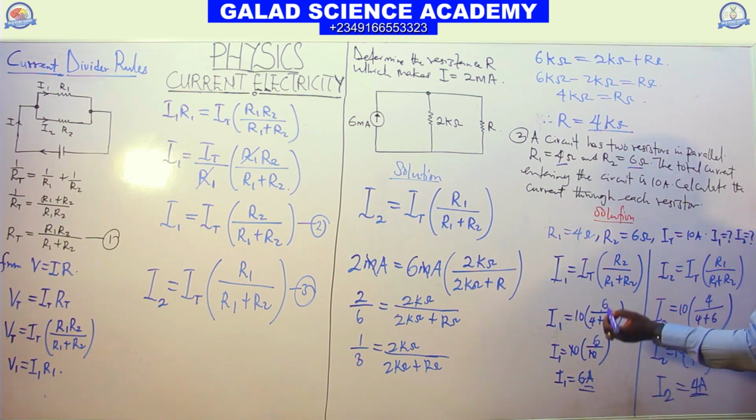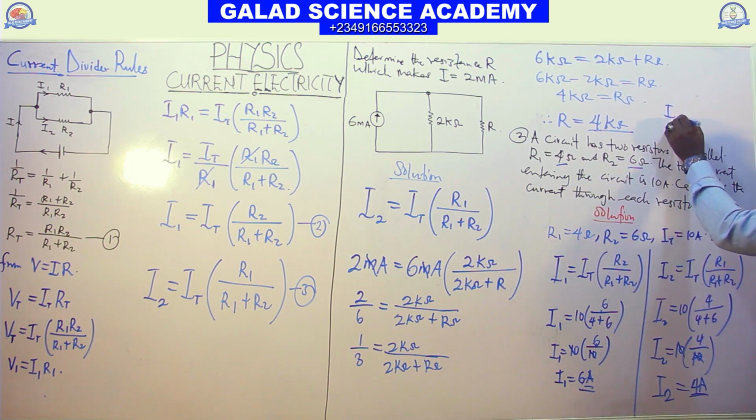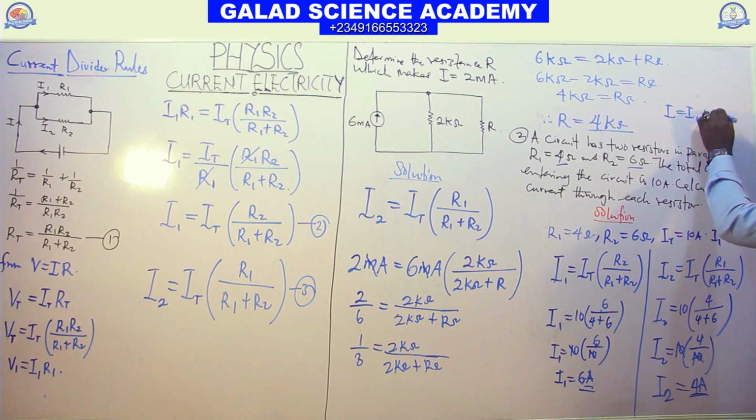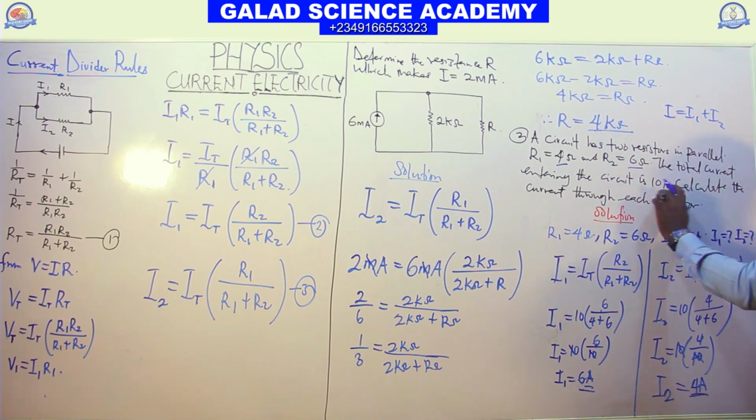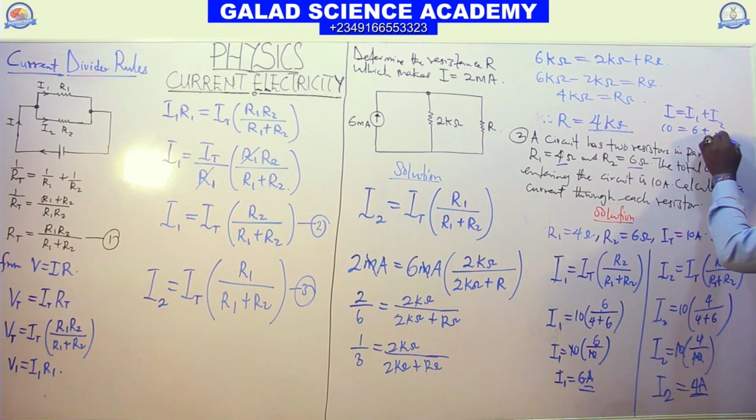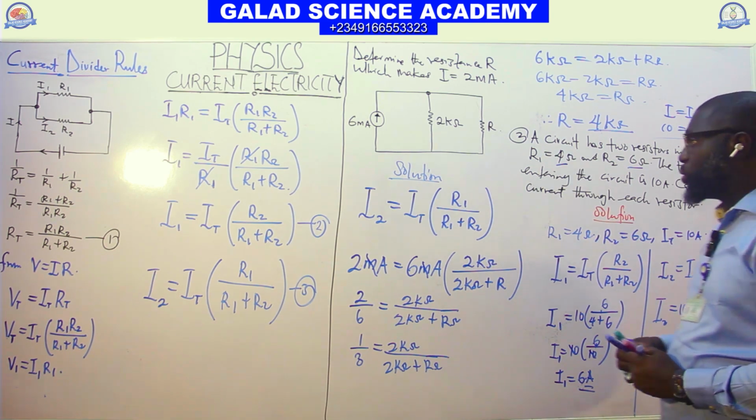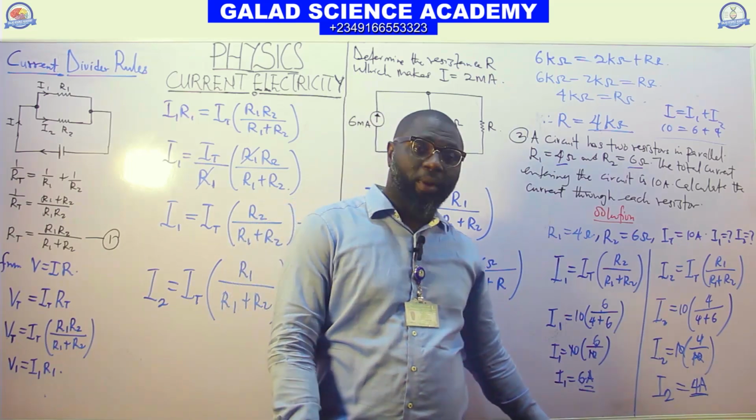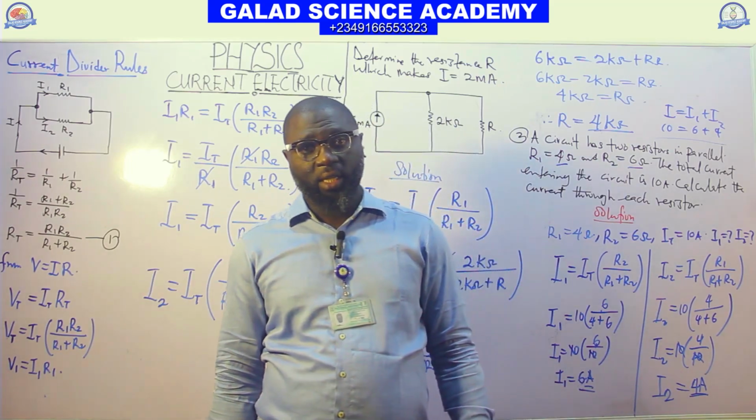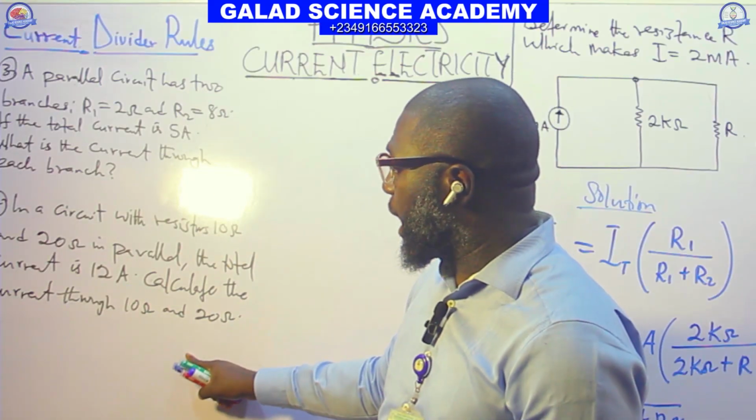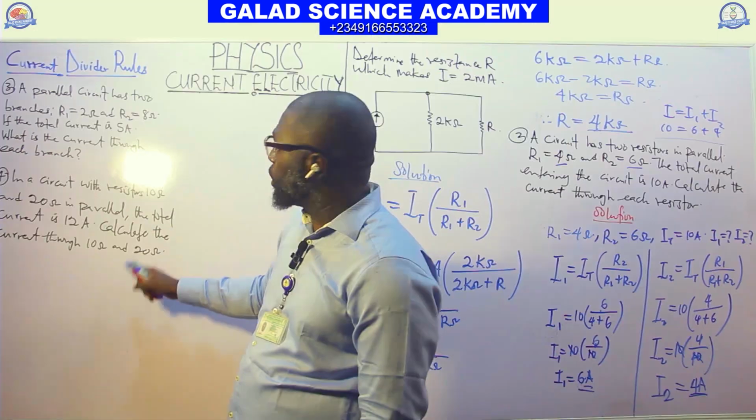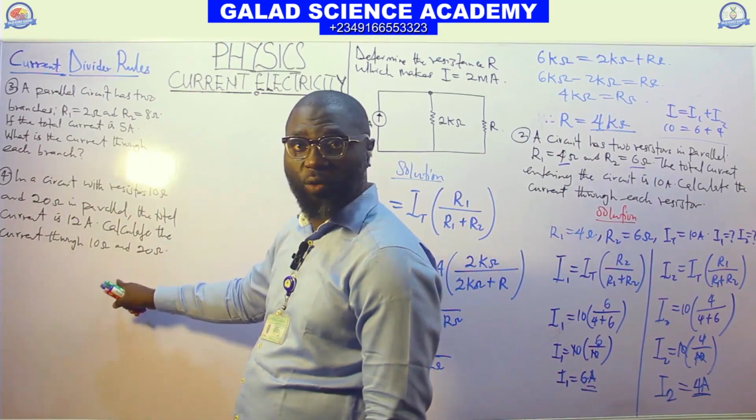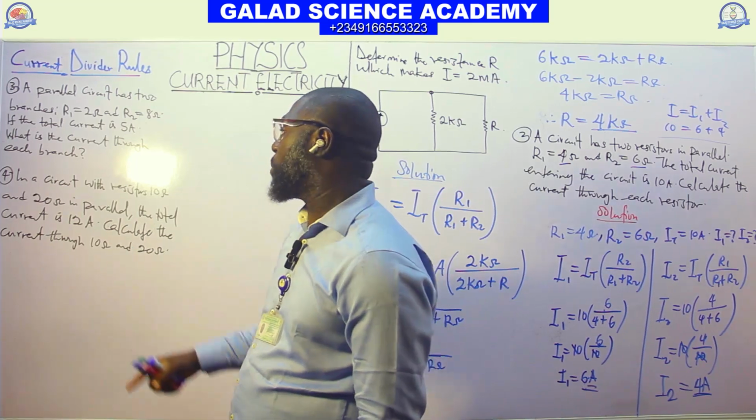And we know that I is equal to I1 plus I2, from Kirchhoff. The total current given is 10. What is my I1? 6. What is my I2? 4. So if they ask the question on the current divider rule, that's how we apply it. Out of the questions, I have to add 2 more. So I will solve 3, you will help me to solve the 4, and tell me the answer in the comment section.